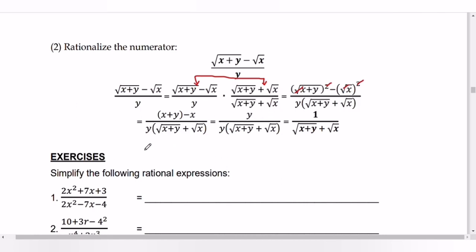So copy the denominator, and then y will be cancelled out. So the final answer is 1 over square root of x plus y plus the square root of x.